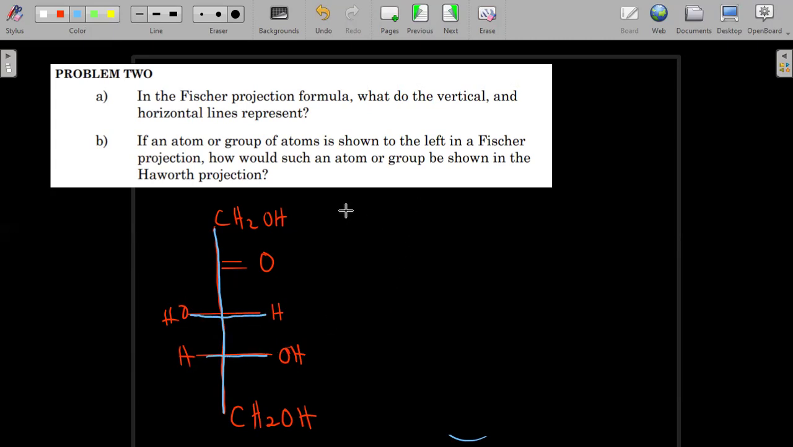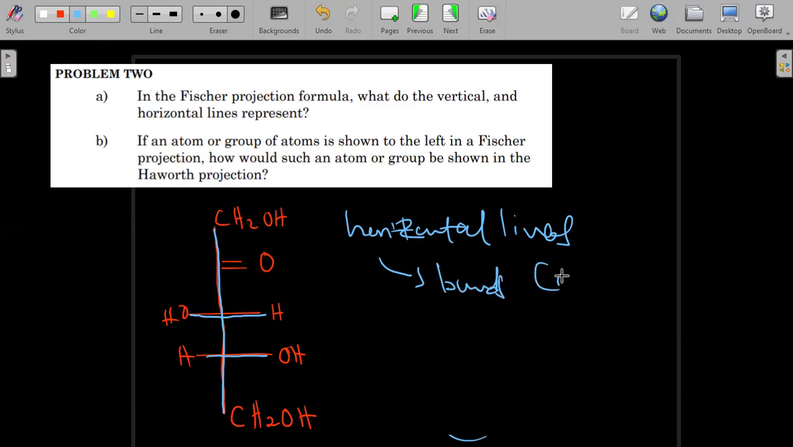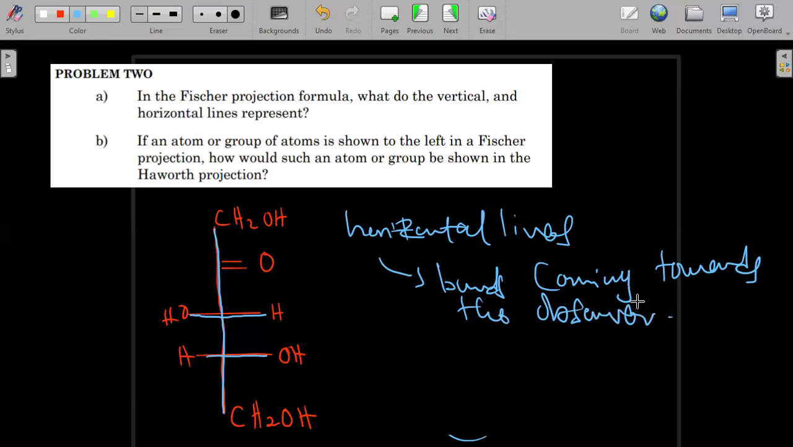Okay, so I'll start with the horizontal lines. These horizontal lines represent bonds coming towards the observer. Or we can say they represent the bonds that point out of the plane of the page. So they are coming towards you, the observer, they are pointing out of the plane of the page. And then the vertical lines represent bonds going away from the observer.